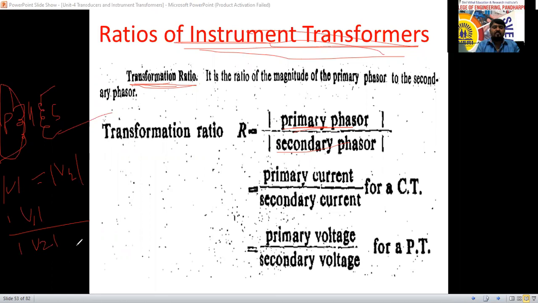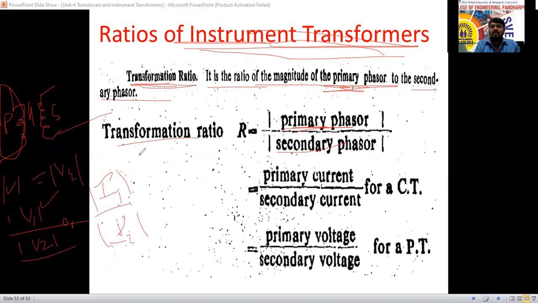It is going to apply the magnitude value. Instead of this one, we are going to use I1 divided by I2. That is called current magnitude or current transformation ratio. We are going to call that. The transformation ratio is the ratio of magnitude of the primary phasor to the secondary phasor. So that one only we have written in the definition in the formula here.